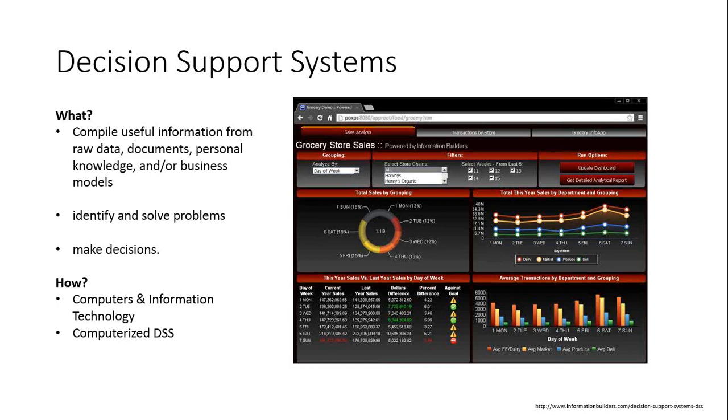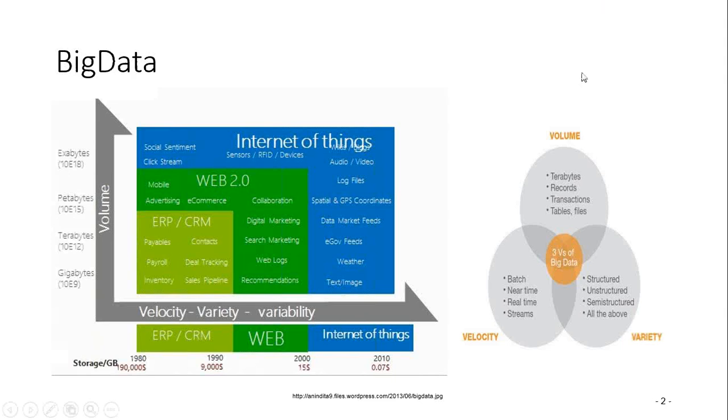But as of now, the data is increasing. So we have the new term called big data. I'll go to the next slide. So what is big data? Big data is all about volume, velocity, and variety.